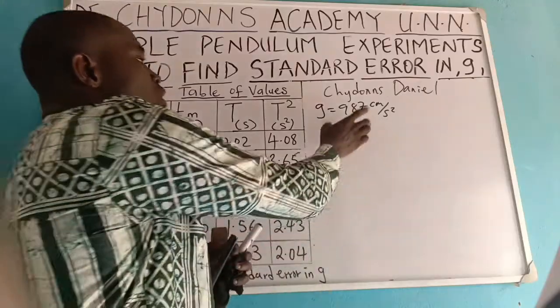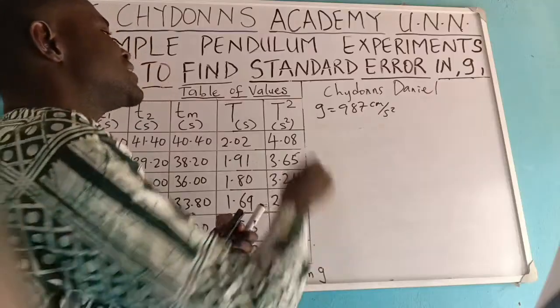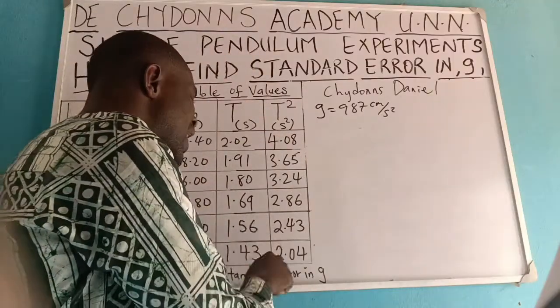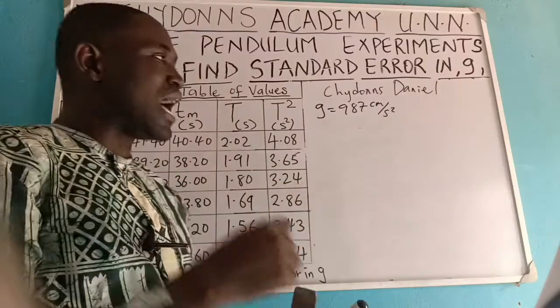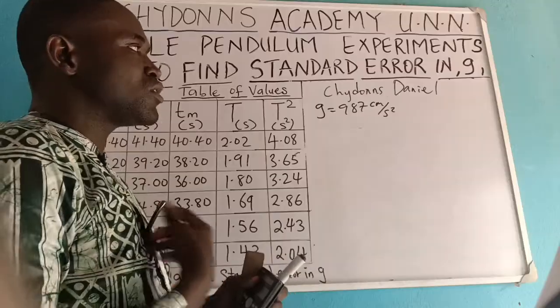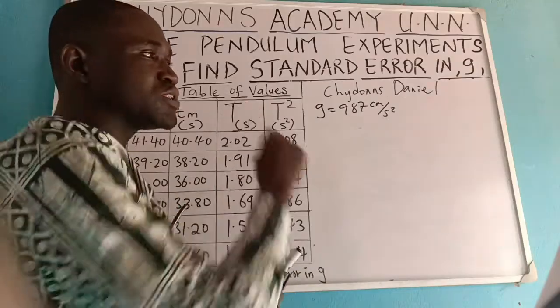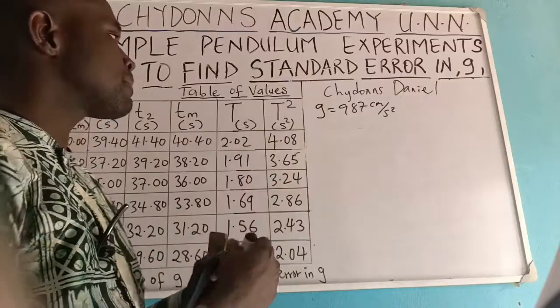Okay, now come to this one. We have gotten our G and want to get the standard error in finding this G. That is the main thing. So many persons ask me this question on my DM. Yes. Okay, let's see how we do it.